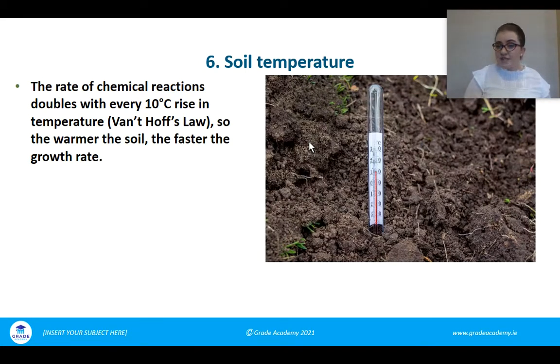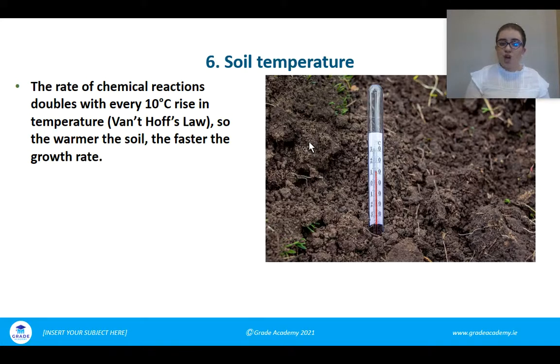So soil temperature is obviously how hot or how cold a soil is. Okay. So the rate of chemical reactions doubles with every 10 degrees rise in temperature. So the warmer the soil, the faster the growth rate. Okay. That is Van't Hoff's law. So again, the chemical reactions double with every 10 degrees the temperature of the soil rises. Okay, and the main chemical reactions that would be involved in soil would be photosynthesis, respiration, germination. So the warmer the soil is, the better it's going to be.